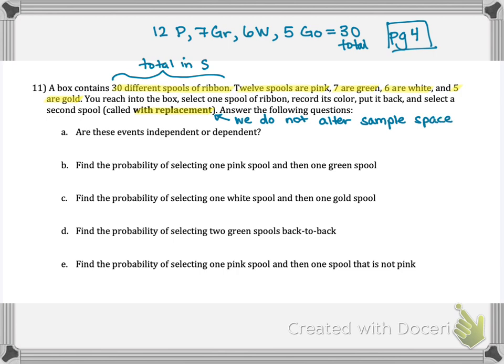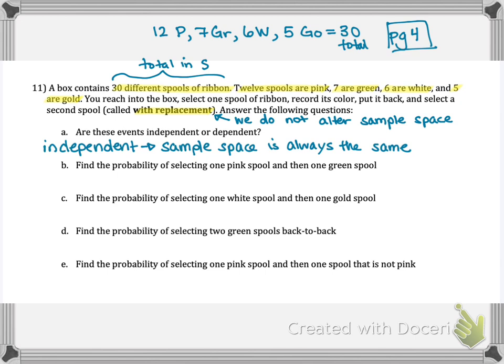Because we are replacing the ribbon, the sample space stays the same every time we reach our hand into the box. So let's answer our first question. Are these events independent or dependent? Well, if we do not alter the sample space because we keep replacing the ribbon, then that means these events are independent. I'm going to write that the sample space is always the same.